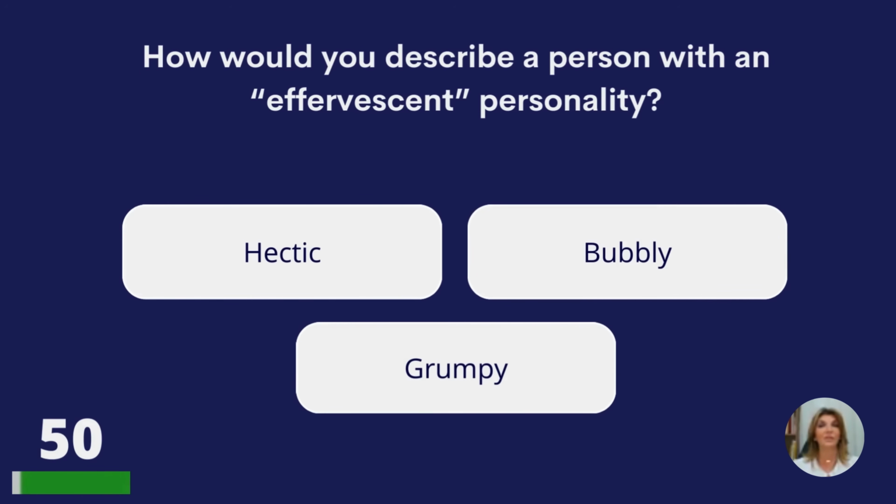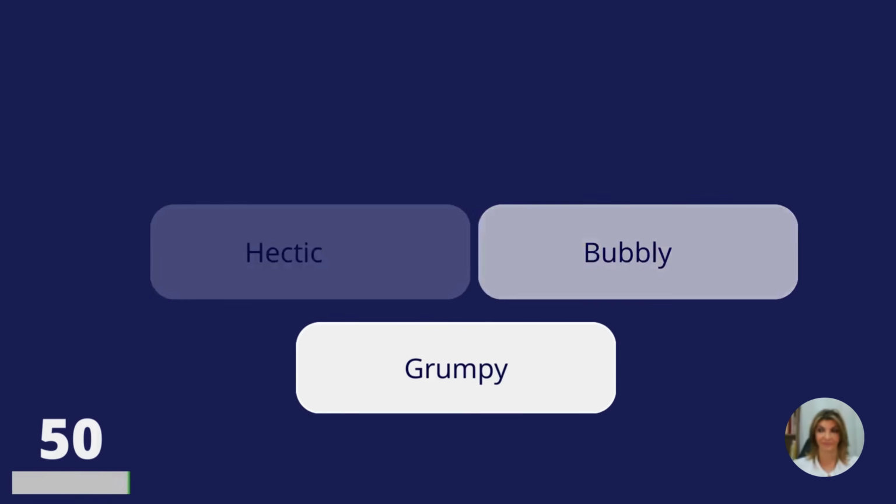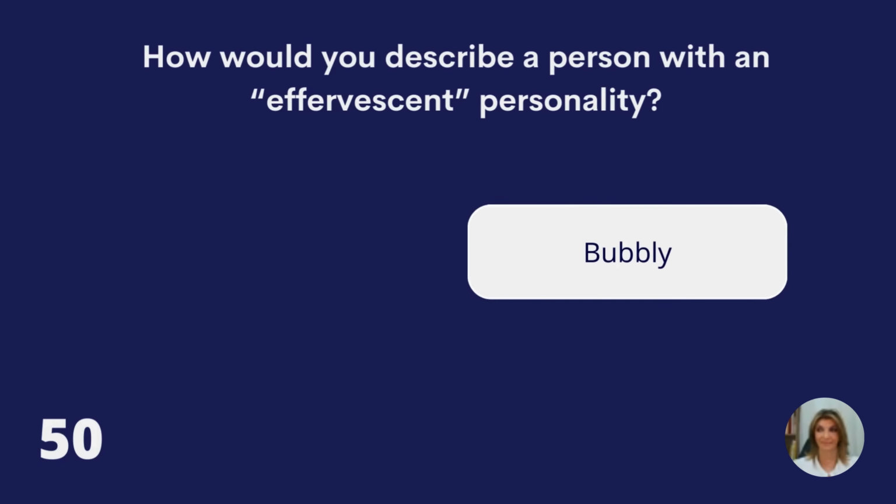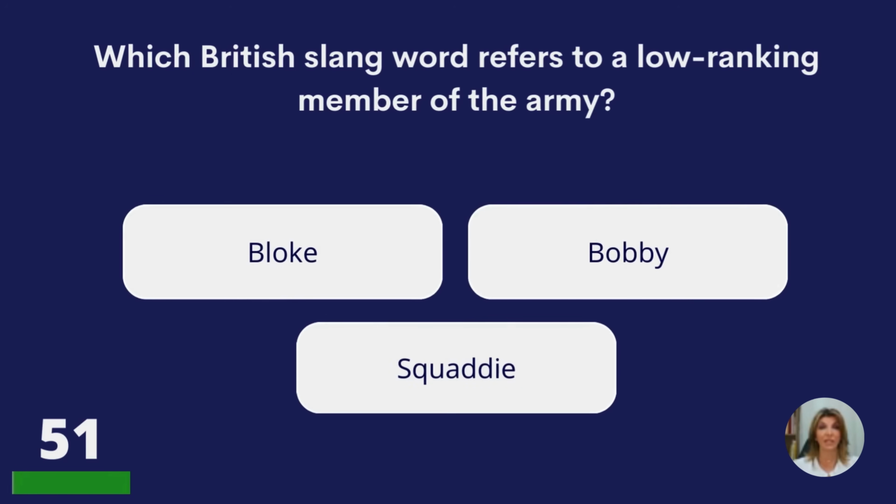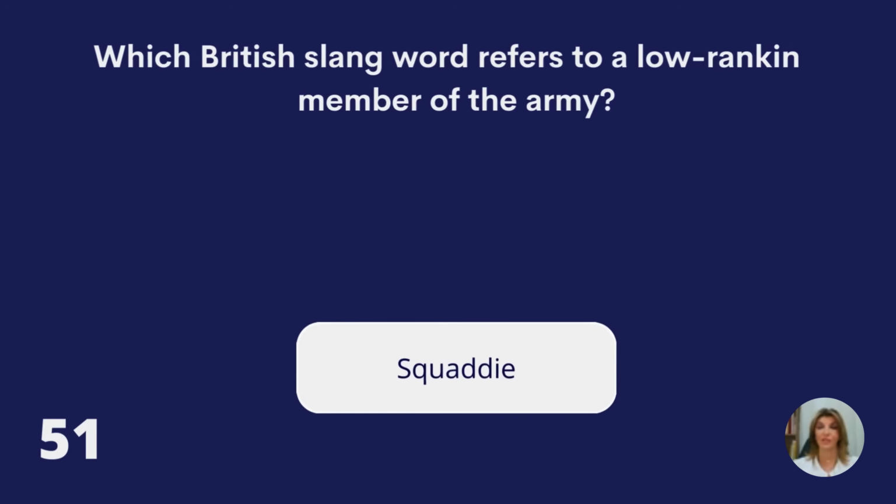How would you describe a person with an effervescent personality? Hectic, bubbly, or grumpy? Bubbly. Which British slang word refers to a low-ranking member of the army? Bloke, bobby, or squaddy? Squaddy.